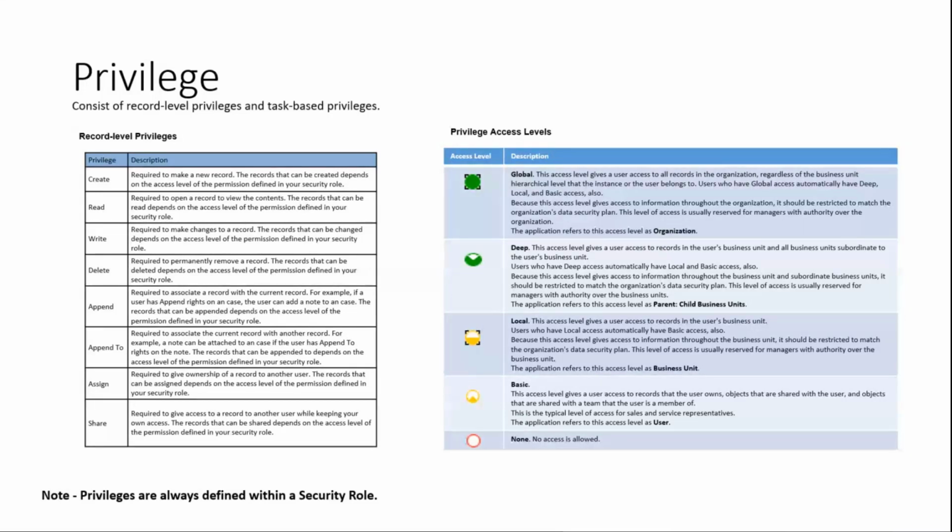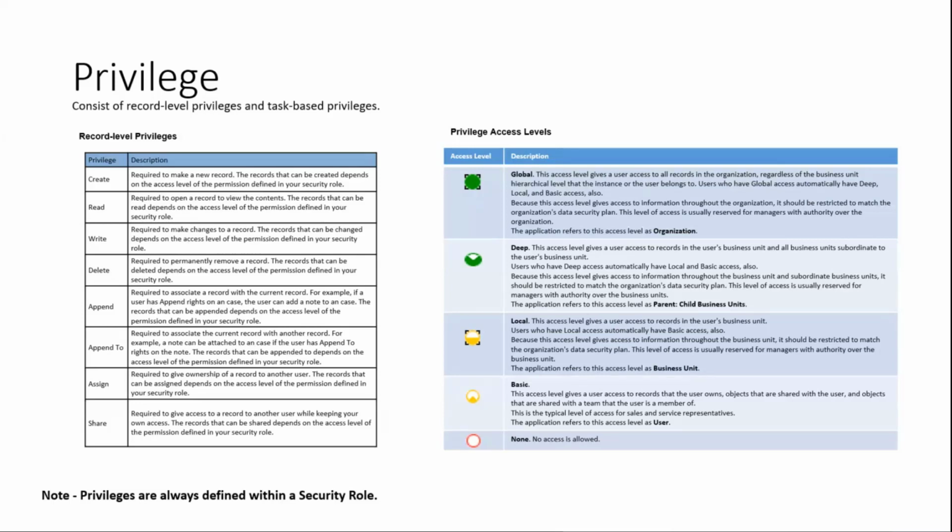Local would be business unit specific. So only people in the Canada business unit could see the Canada business unit's people or teams, right? Basic would be user level. So that means only the user who's owning the record can see the record or work with that record, or a team or members of a team can work on that record. So depending on what your requirements are, you may want to adjust the security privileges. And no access means they cannot perform that operation. So that's a very granular and nicely structured set of privileges, and they are always defined within a security role.